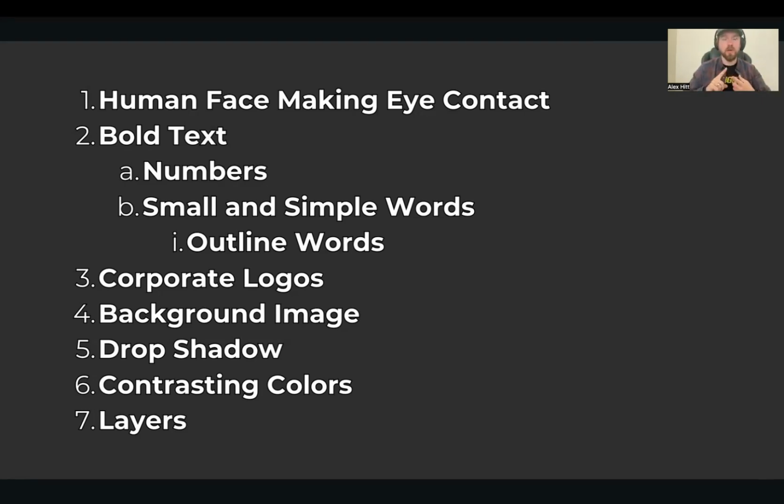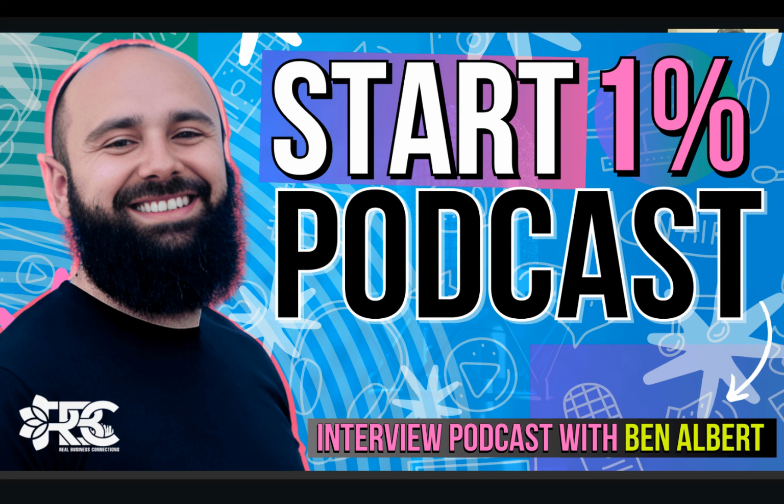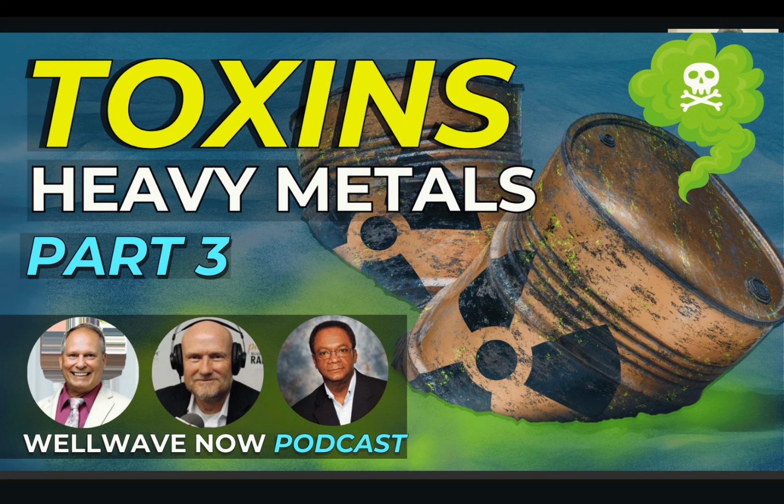I also include bold text. The best type of text that you can put on a screen is actually a number. Numbers stand out a lot more than words, right? So numbers. And if you are going to include text, include a small amount of text and use simple words. And then I always outline the words to really make them clear and pop.